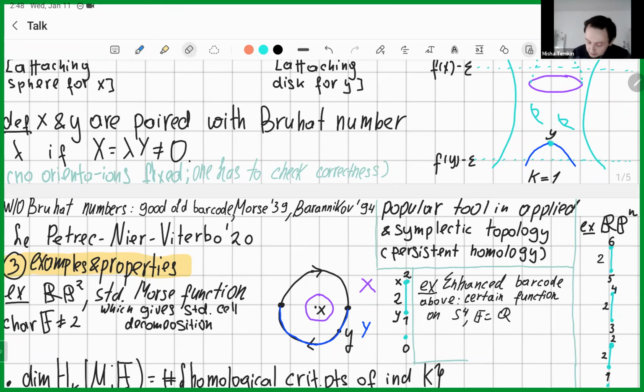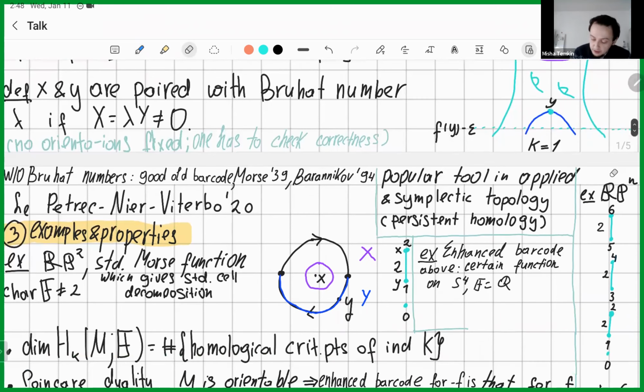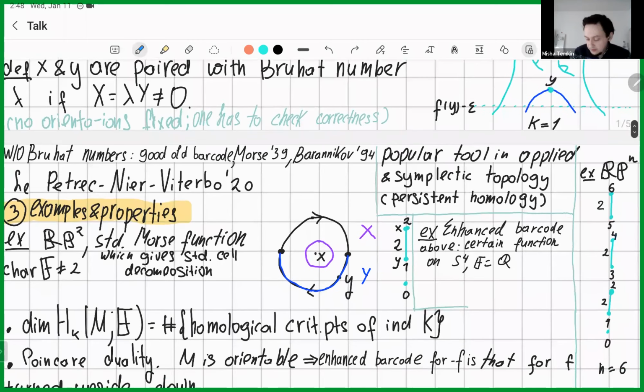Similarly, one can see that the standard Morse function on RPn gives you a barcode which looks like this. There are n+1 critical points, of all the indices from 0 to n, ordered by index, and then the first and second points are paired, the third and fourth are paired, and so on. For example, if n equals 6, then the picture is like this, and all these coefficients are 2.